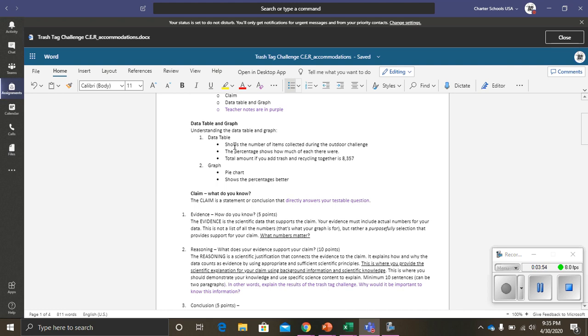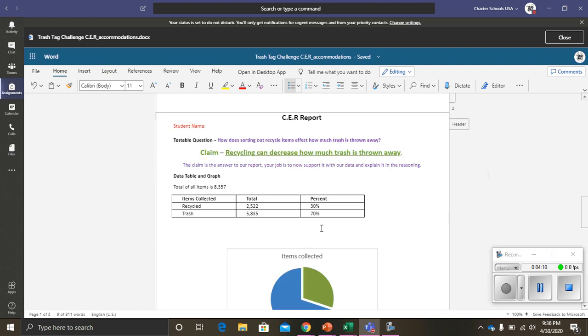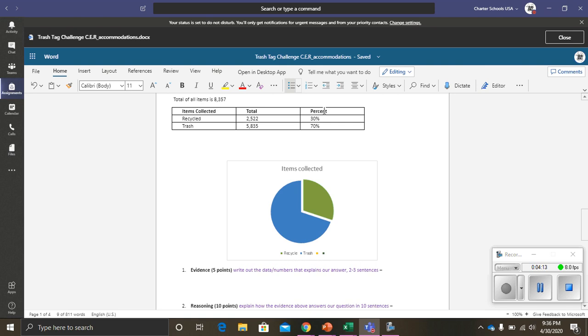So the data table is understanding the data table graph. It shows the number of items collected during the outdoor challenge, not the indoor, outdoor. There's a lot less data. The percentage shows how much of each there were. So when you go down and you look at this, see how there's a percent?